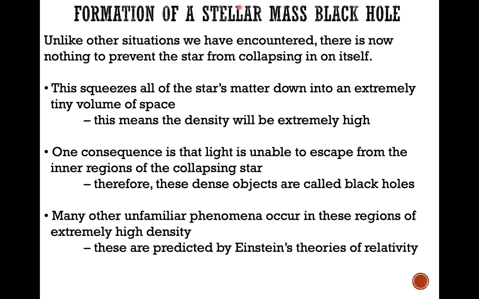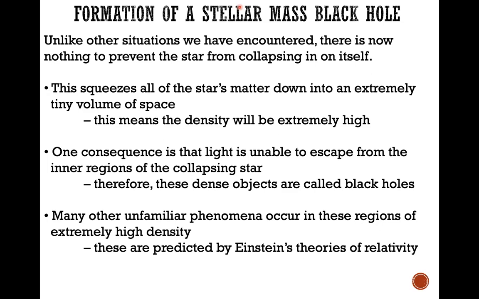Now, as a consequence of this, the light will be unable to escape from the inner regions of this collapsing star, right? This is why these dense objects are called black holes, because even the light cannot escape from that. And the reason you will see in the next few slides when we learn about the basic concepts of general relativity, we will discuss why actually the light cannot escape, right?